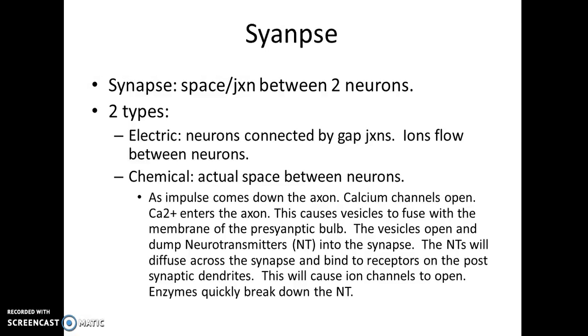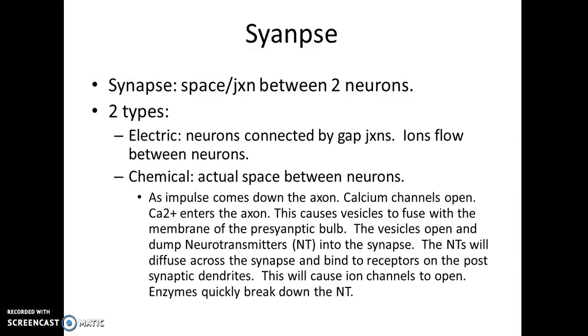We're going to focus all of our attention on the chemical synapses, in which there's an actual physical space between two neurons. So the impulse comes down the axon, calcium channels open, calcium enters the axon, and this causes vesicles to fuse with the membrane of the presynaptic bulb. Now the pre means before the synapse bulb, right? So the vesicles will form. I have a picture for you in the next slide. The vesicles open and dump neurotransmitters into the synapse.